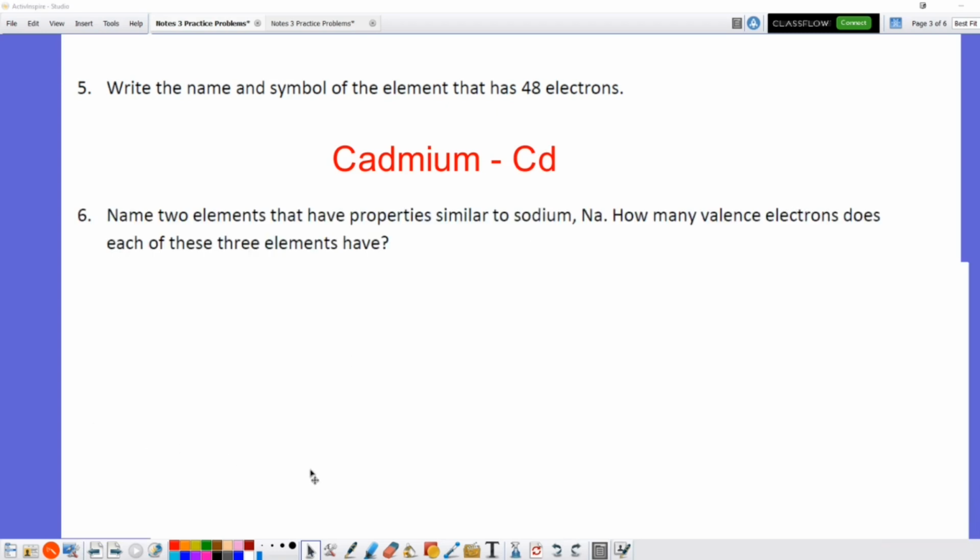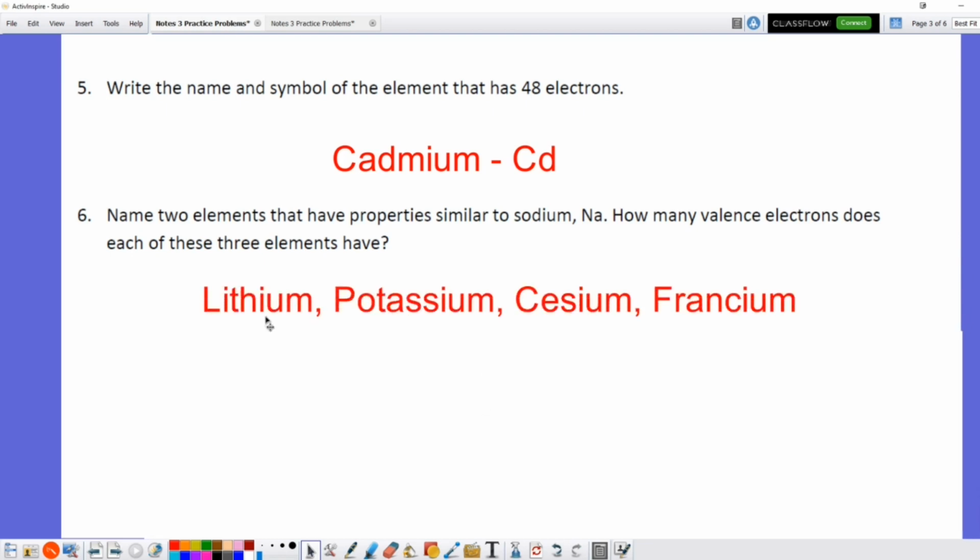Number 6 says, name 2 elements that have properties similar to sodium, Na. How many valence electrons does each of these elements have? So you'd have to find sodium on the periodic table. Sodium's symbol is Na because its Latin root is natrium. And I actually wrote down all of the elements that are in the same family, in the same group. There's lithium, potassium, cesium, and francium. And all of these have 1 valence electron. So you could have written down any 2 of these, and they all have 1 valence electron.